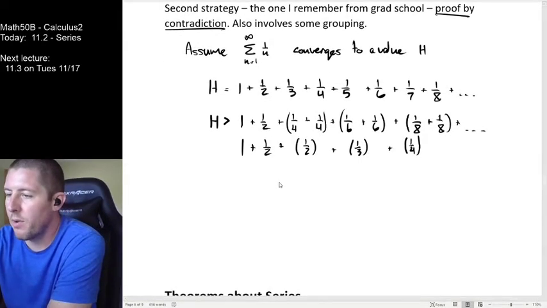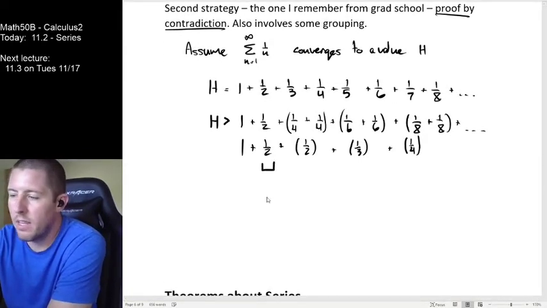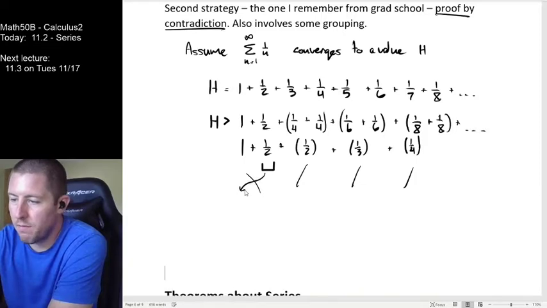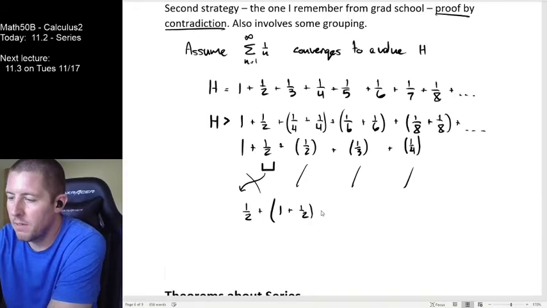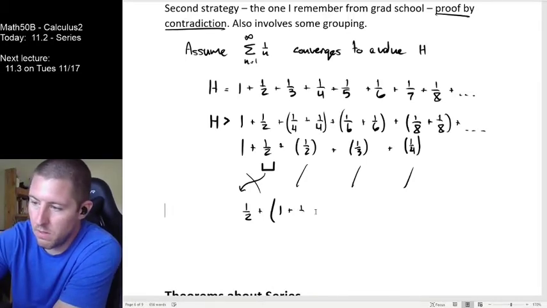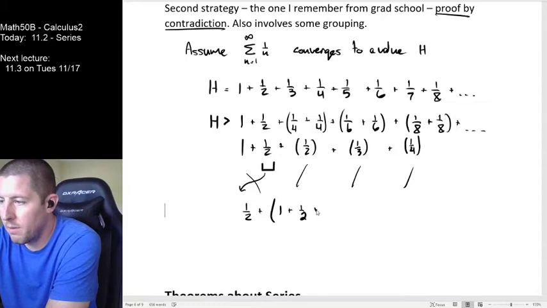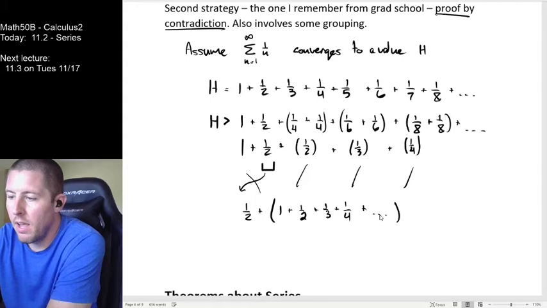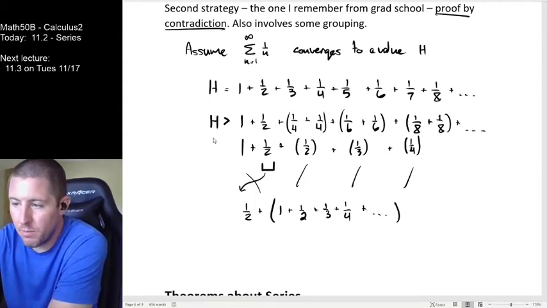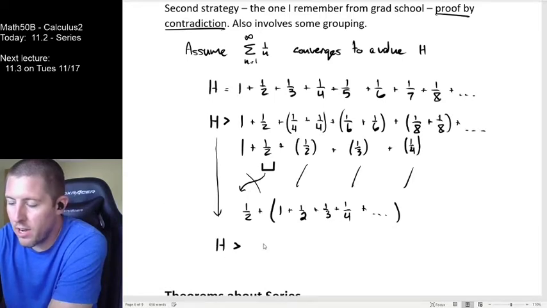It looks to me like with this being the odd one out, all the remaining terms are giving me, I'm going to draw this guy up front right here, 1/2 plus 1 plus a half plus a third plus a fourth plus all the way out there. And so it looks like we're now making the claim, dragging this h on down here, that h is greater than 1/2 plus h.